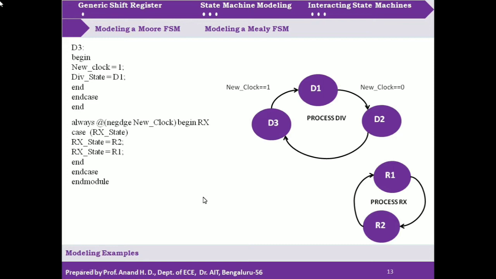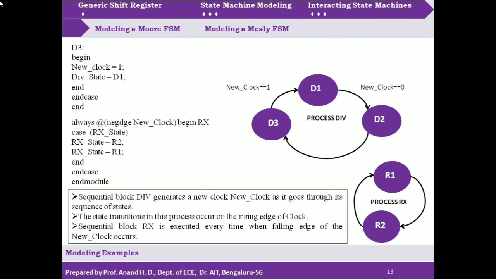So what we need to know from this module is that the sequential block div generates a new clock signal as it goes through its sequence of states. The state transitions d1 to d2, d2 to d3, d3 to d1 are generating a new clock signal. The state transitions in process div are synchronized, or going to occur, with respect to the positive edge of the input clock signal, whereas the sequential block Rx is executed for every falling edge of the new clock signal.